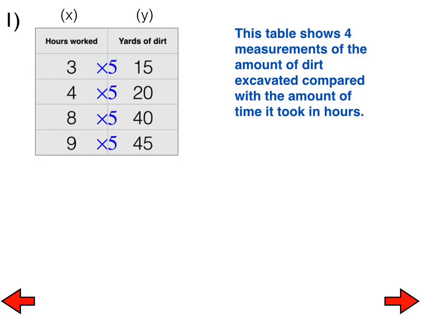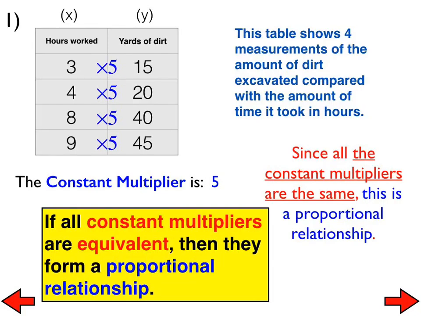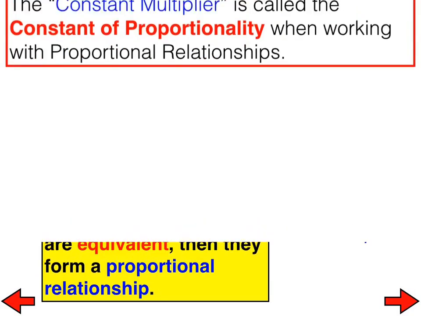So are they all the same multiplier? Yes. So it means that's constant. So your constant multiplier is 5. And if all the constant multipliers are equivalent, that means this table represents a proportional relationship. Okay? Since all the constant multipliers are the same, this is a proportional relationship.